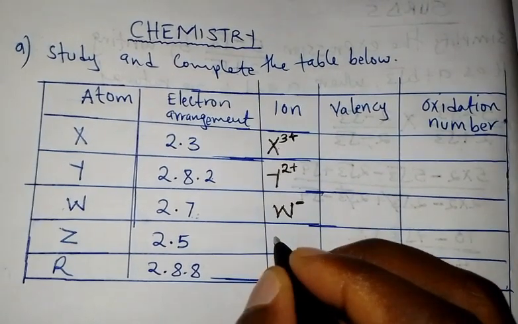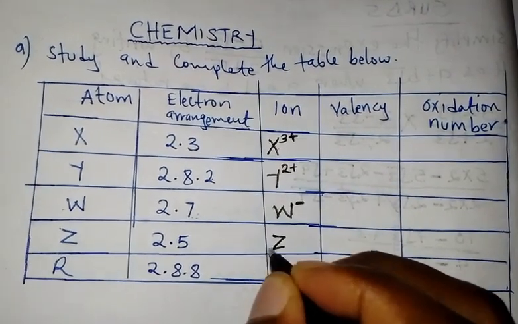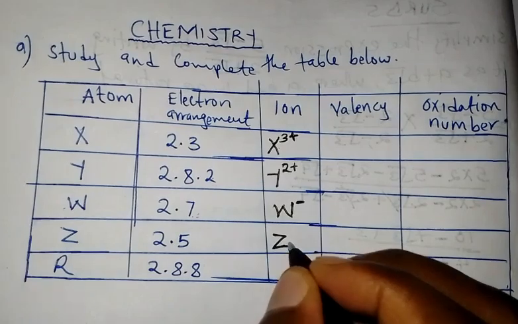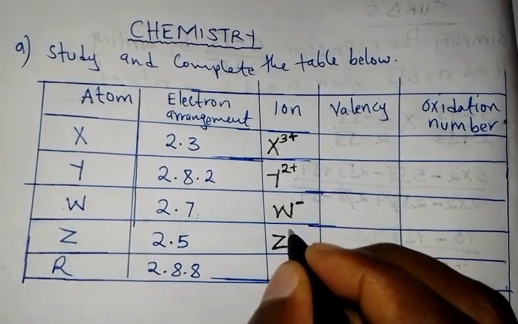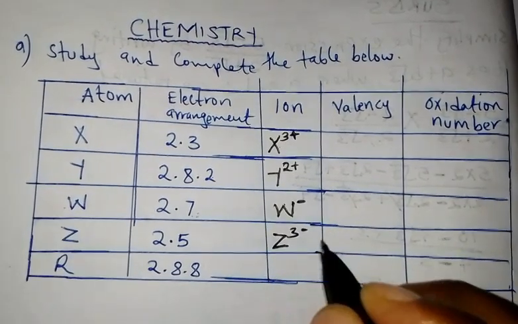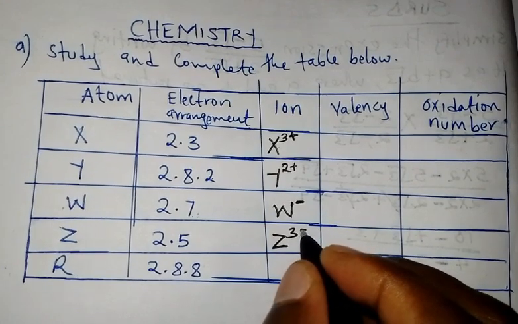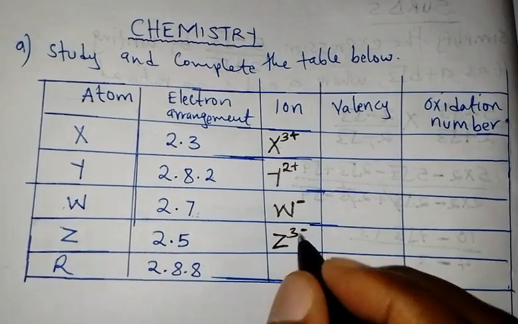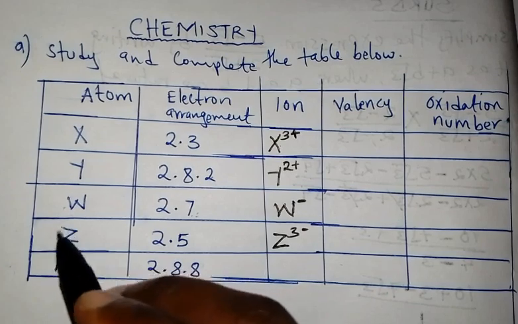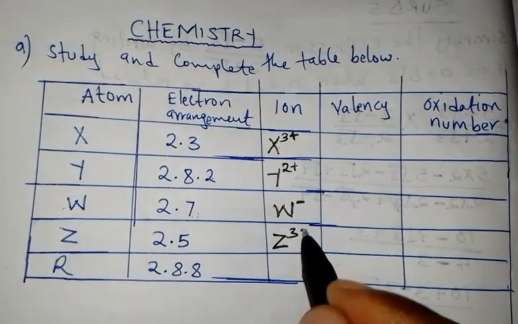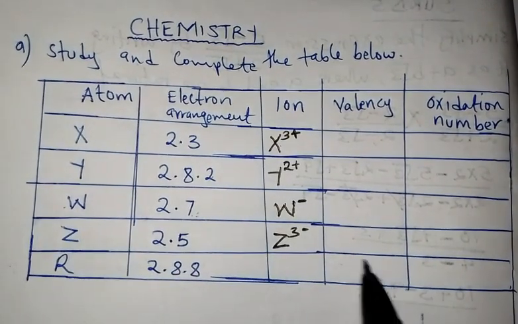So the ion that will be formed when Z gains 3 electrons will be Z3 negative. Again, the negative sign here indicates that the atom Z gained electrons for it to be stable.